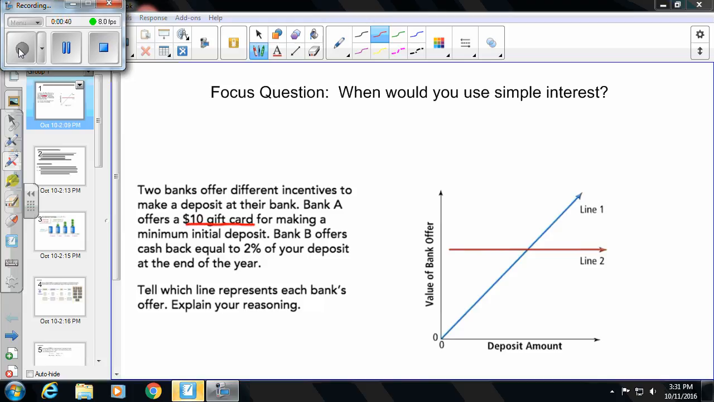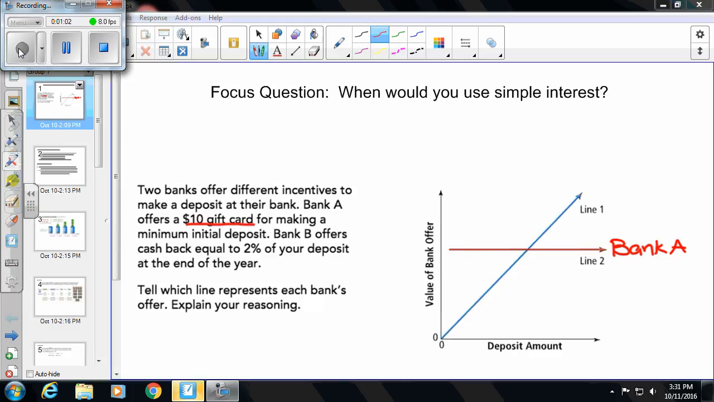If you deposit $100, you get a $10 gift card. If you deposit $1,000, same thing. If you deposit $10,000, you still only get a $10 gift card. So my amount isn't changing. So line 2 represents Bank A. It is a constant amount no matter how much you deposit.